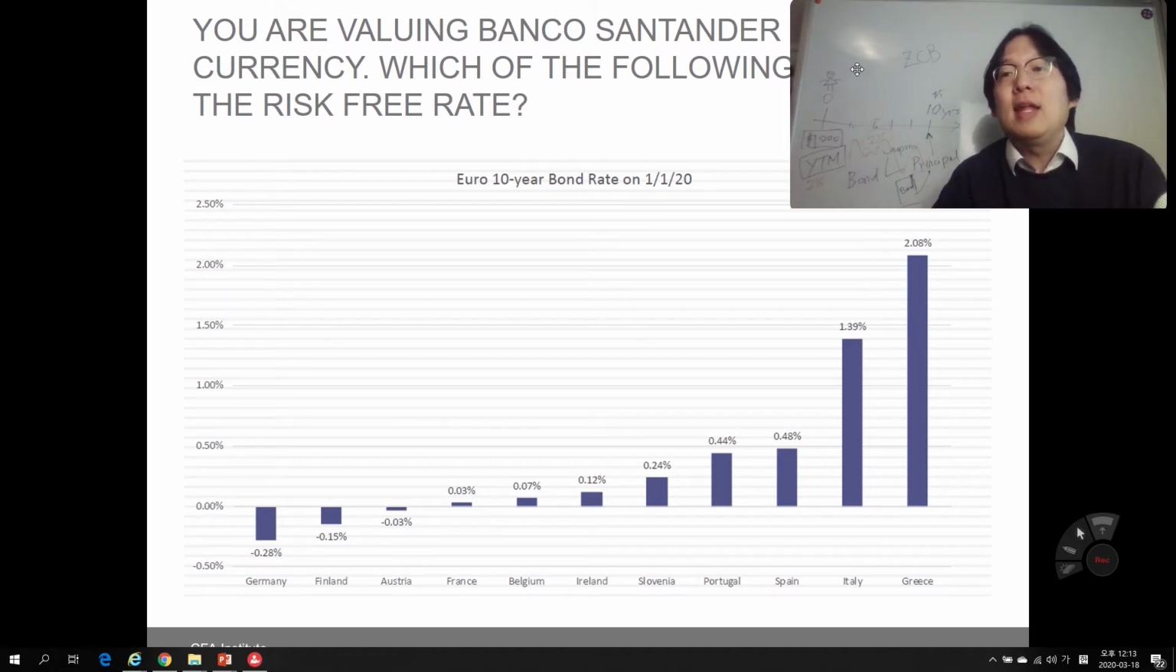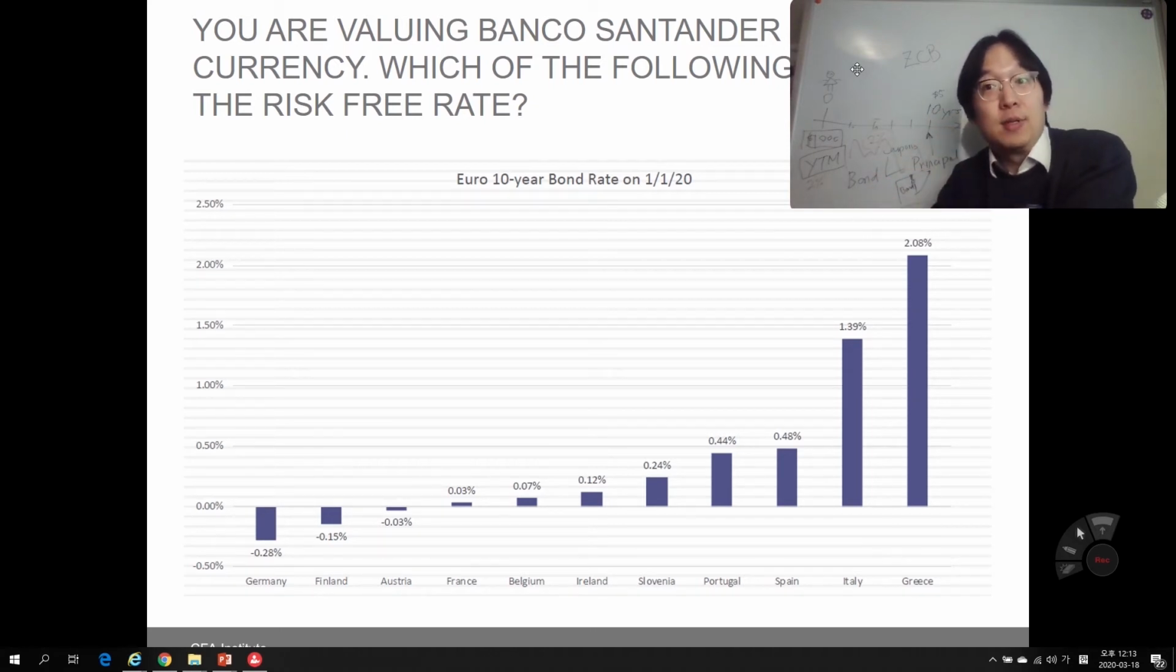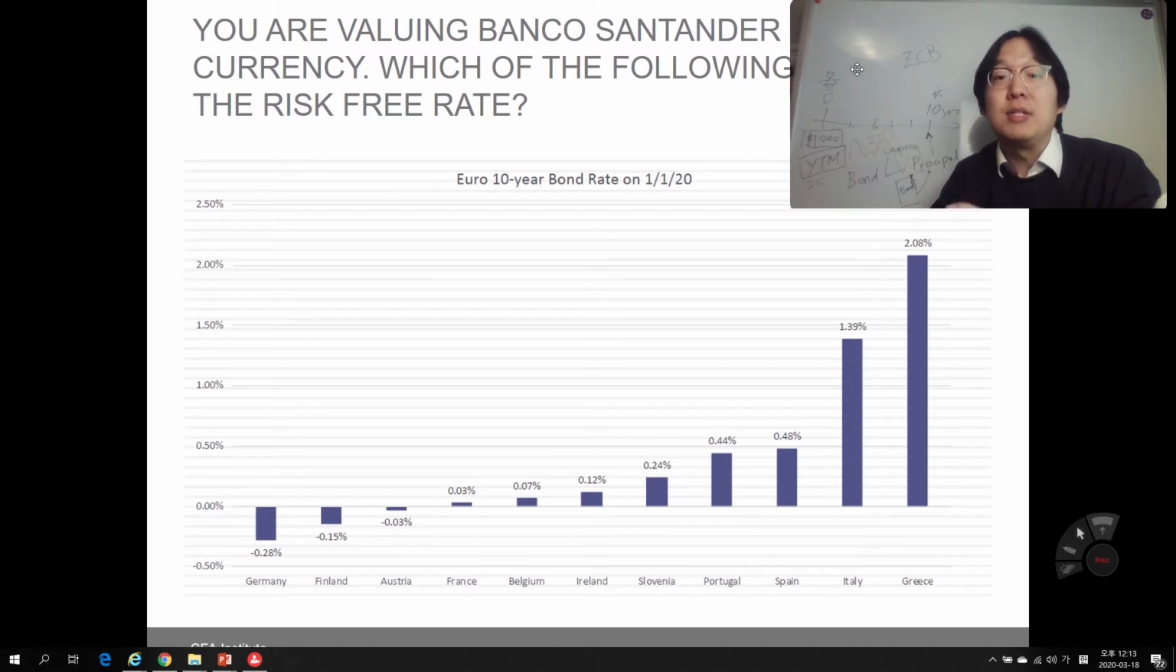And then, as long as my investment is risky, I'm going to add a risk premium later on that corresponds to the riskiness of this investment. But first of all, I want to start with the risk-free benchmark, the safest asset in that currency regime. In the euro's case, you have Germany over there. So go for it.